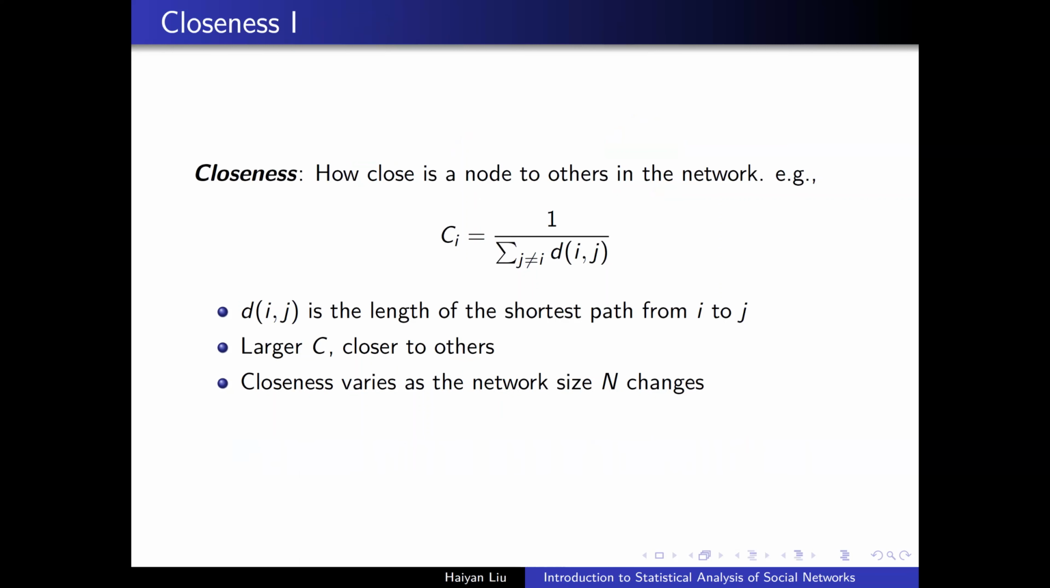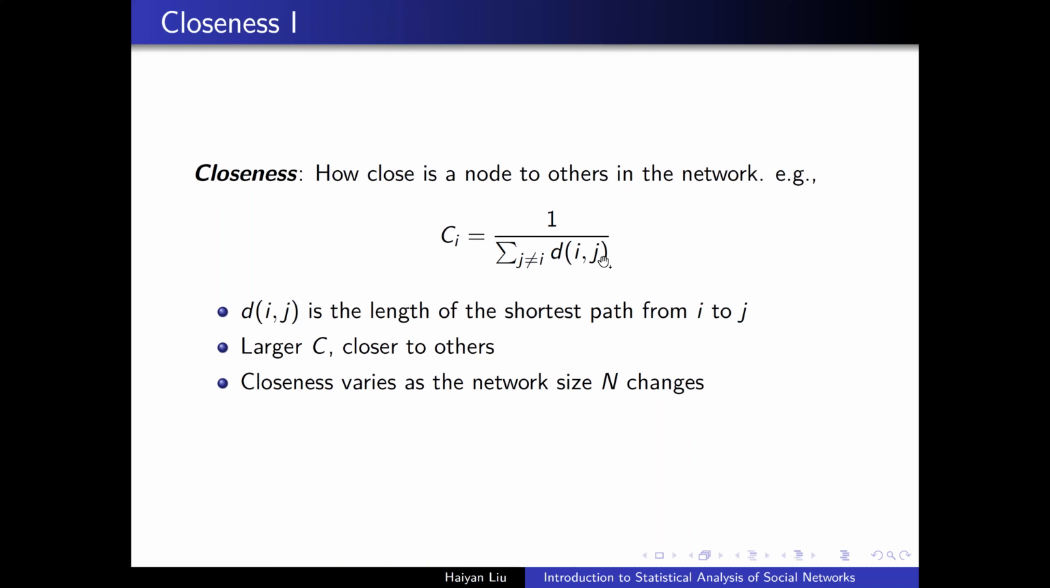Next, we will talk about closeness centrality. Closeness centrality describes overall how close a node is to the others in the network. So, for instance, we can obtain the distance, or the length of the shortest path, from actor I to actor J. Actor J could be any actor in the network. So we can compute the shortest paths from actor I to all other actors in the network. Then we sum all those shortest path lengths.